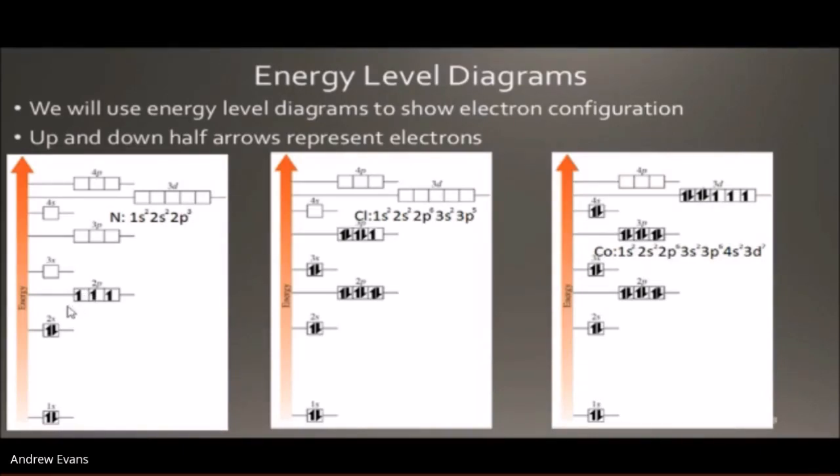Now, when I go to labeling this, and I'll talk about this more in another slide, this is designated as 1s2. So 1s with the 2 superscript. The 2 tells me how many electrons are in the s. 2s2, and 2p3. So 1s2, 2s2, 2p3 tells me where all those electrons are within the nitrogen orbitals.